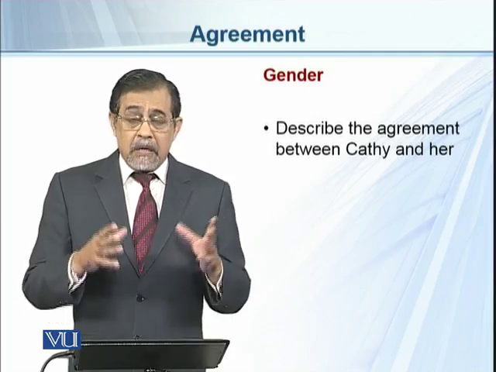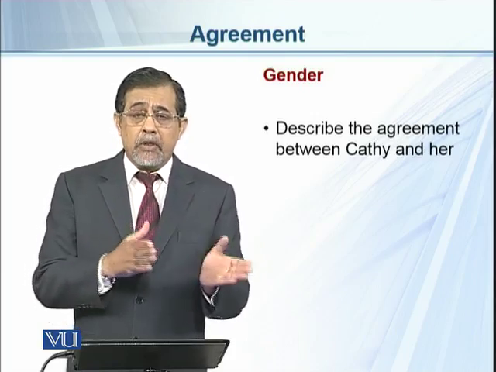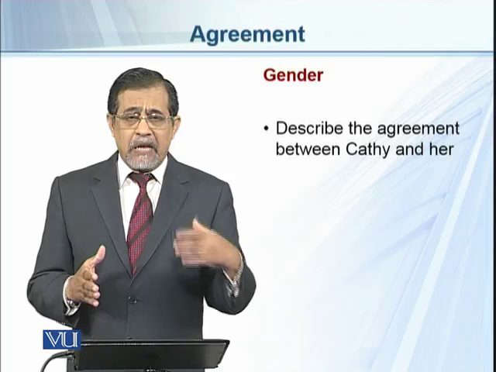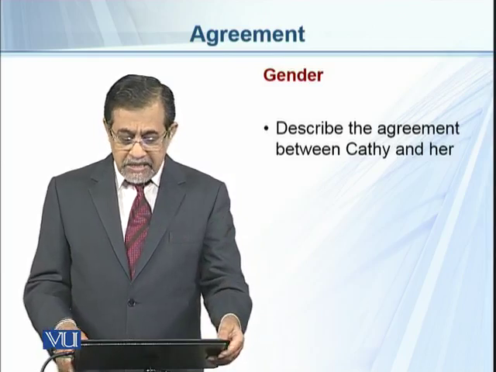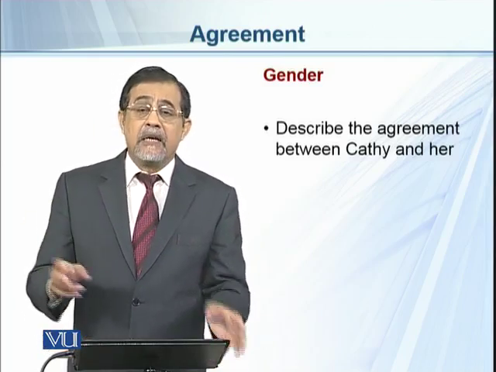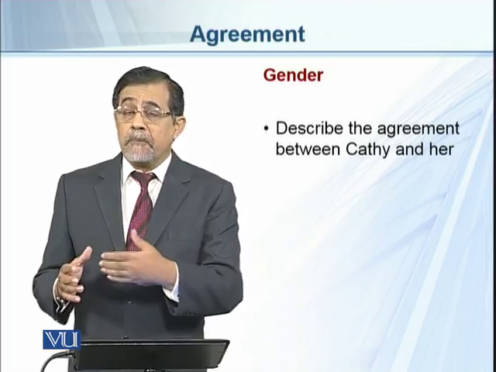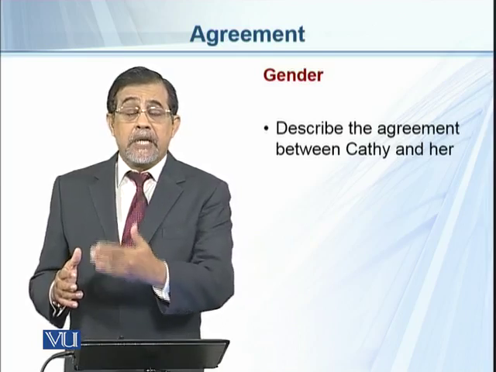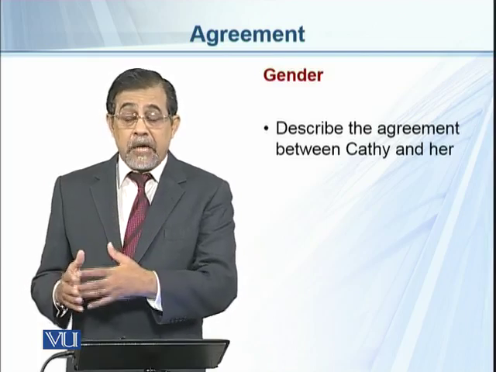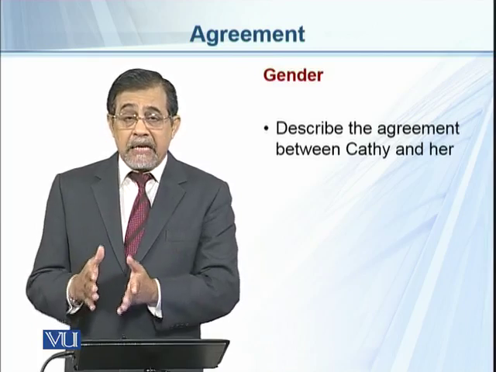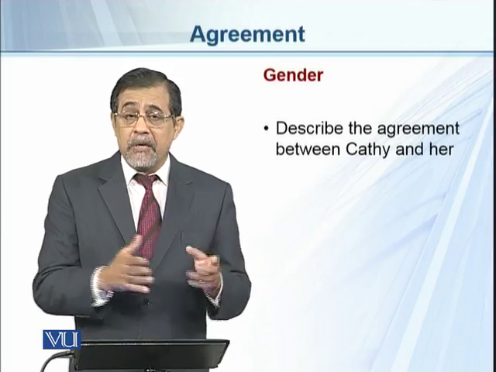Gender. We know that whenever we talk about nouns, we divide them on the basis of their gender. Either they are biological gender, male or female, or they are some neutral gender. So describing the agreement between Kathy and her, we know that her, which is a third person pronoun used for a girl, is a feminine pronoun. So the agreement of the word her is with the noun Kathy, and they both agree.